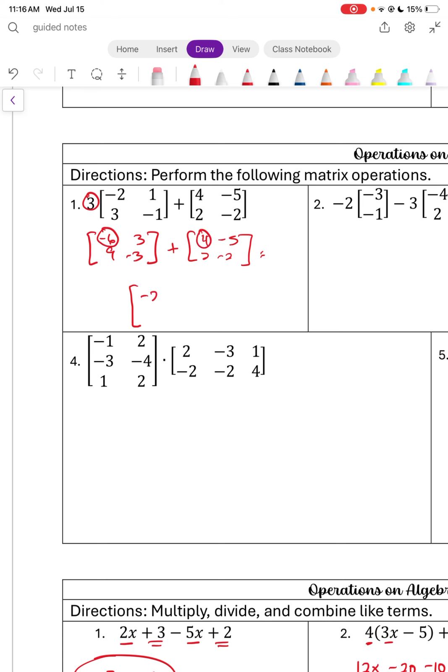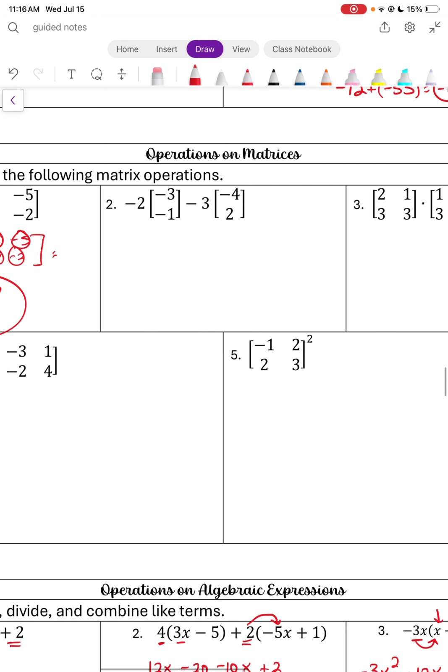-6 and 4 gives you -2. 3 with -5 gives you -2. 9 with 2 gives you 11. -3 and -2 gives you -5. Final answer. So on the second one, exact same thing.